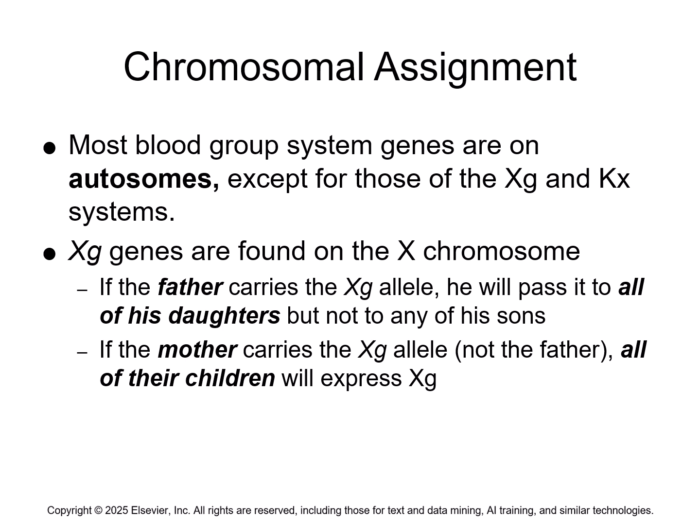If the father carries the XG allele, he will pass it to all of his daughters, but not to any of his sons, because he doesn't pass an X chromosome onto any of his sons. He passes the Y chromosome to the sons. If the mother carries the XG allele and not the father, all of the children will express XG.